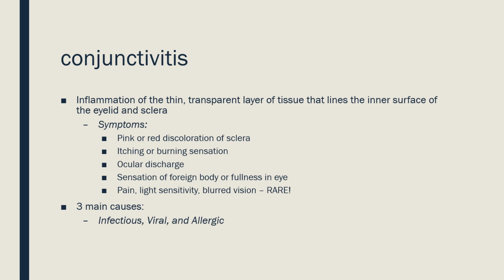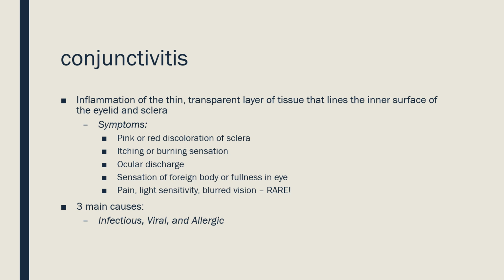Conjunctivitis is the inflammation of a thin, transparent layer of tissue that lines the inner surface of the eyelid and the sclera. It's a very common disease state with around 4 million cases per year. Common symptoms include pink or red sclera, itching and burning, ocular discharge with complaints that eyelids are stuck together in the morning, feeling of a foreign body in the eye or fullness around the eye.